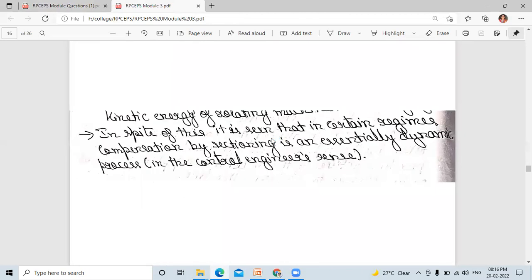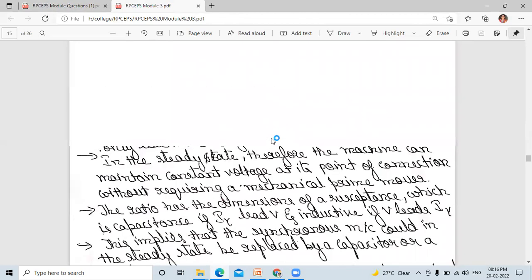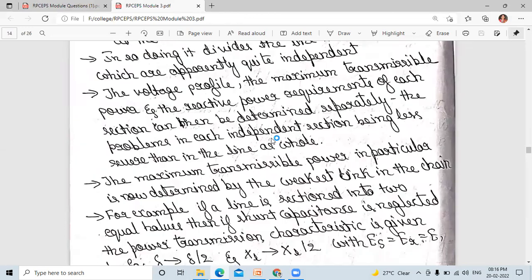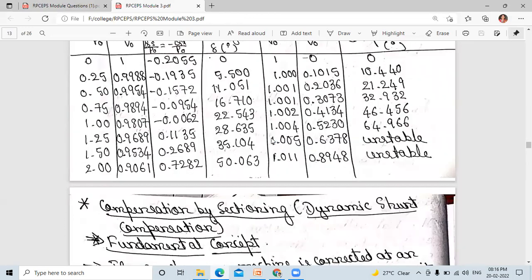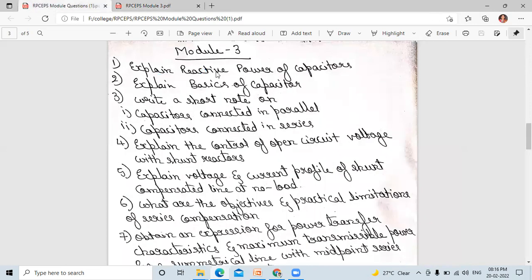So model 3, reactive power of capacitors. The same heading is there in the notes. Once you see, because the same heading only they have asked as questions. Explain reactive power of capacitors. The same question has the same heading. Basics of capacitor also has the same heading, and this also has the same heading.